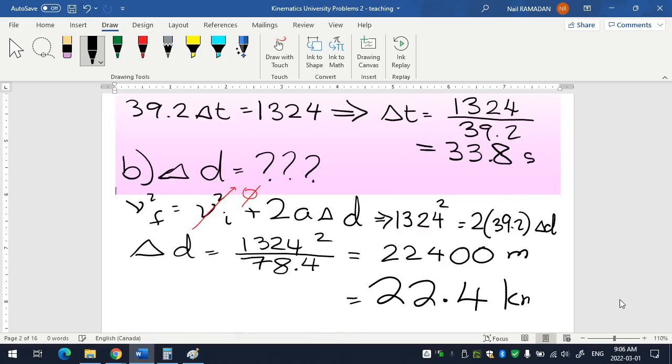So 22.4 kilometers. Wow! In slightly over half a minute, that plane traveled 22.4 kilometers, roughly the distance from Westminster to my house and back, in only 33 seconds or 34 seconds. Yep, that's 4G.